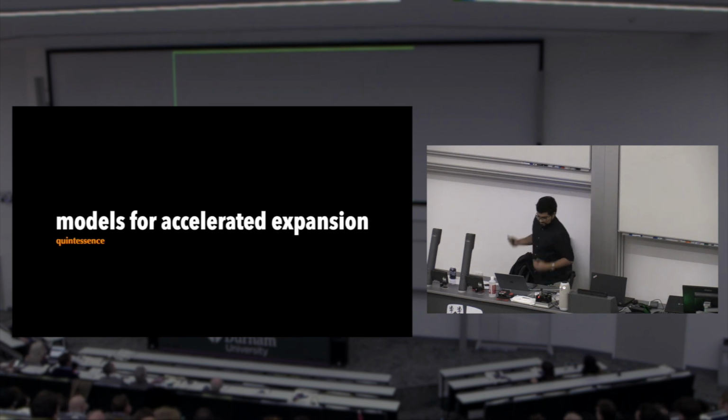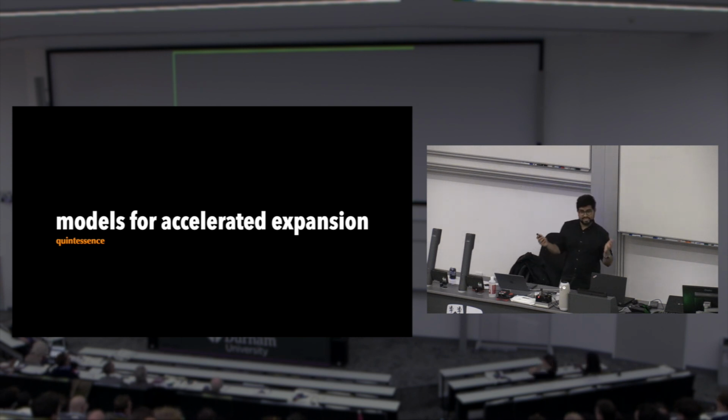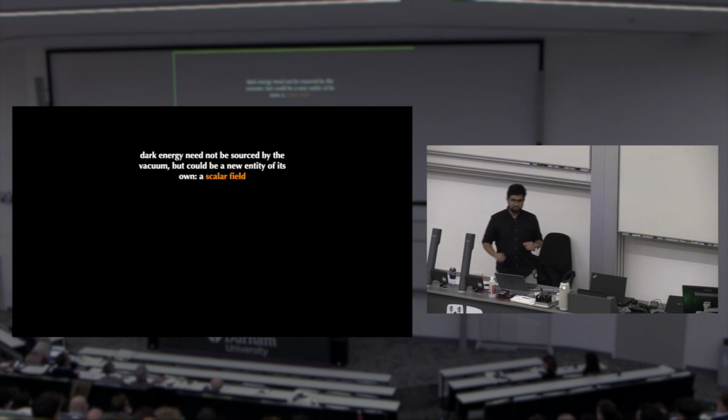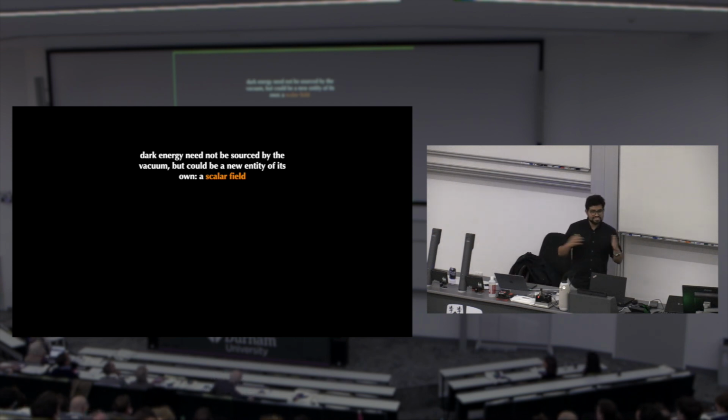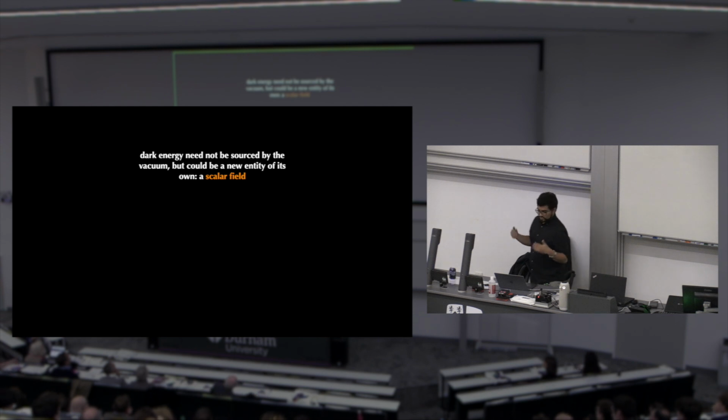So what else could it be? So there are some other alternatives to dark energy, to the cosmological constant. One particular example being something called quintessence, okay, which, if you know your Latin, which I don't, means the 5th element, right? So what this basically says is that dark energy need not be this vacuum, but an entity in its own right, a so-called scalar field, okay?